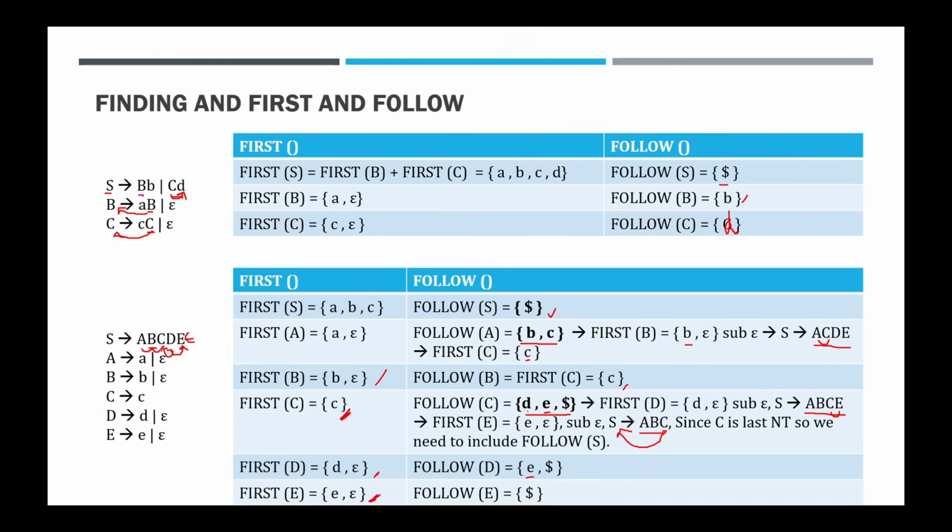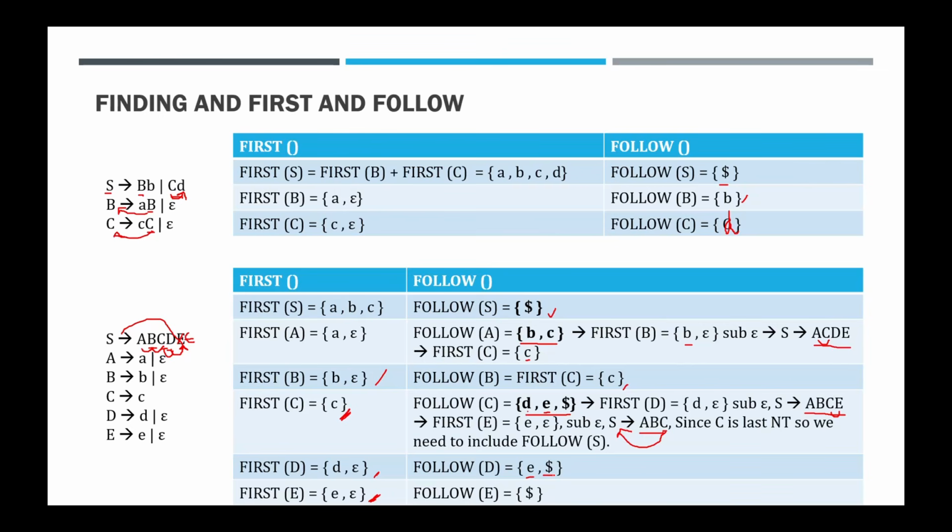My entire production is changed as A, B, C, D. What is the follow of D now? So this E is being removed. What is the follow of D now? It is nothing. So we need to include the follow of S. That is why I have included dollar here.